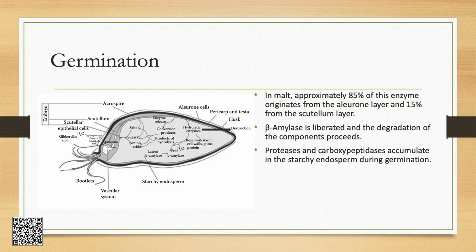It is estimated that in malt, approximately 85% of this enzyme originates from the aleurone layer and 15% from the scutellum layer. Beta amylase, which exists in the original barley in an inactive form in the starchy endosperm, is liberated and the degradation of the components proceeds. Proteases and carboxypeptidases accumulate in the starchy endosperm during germination.